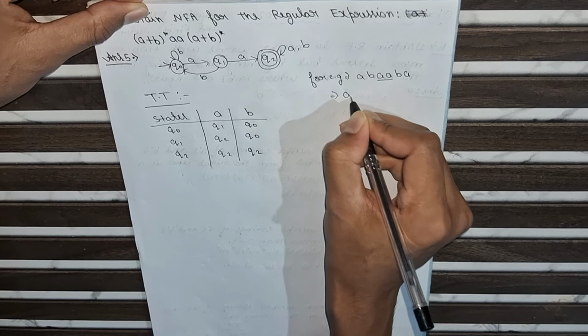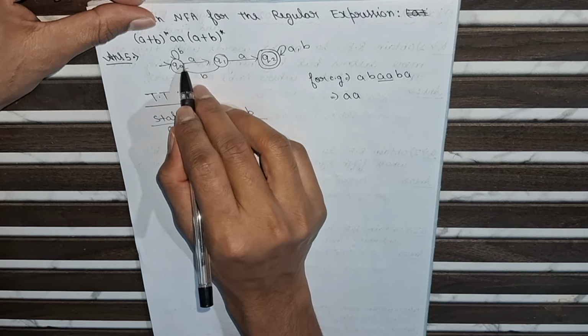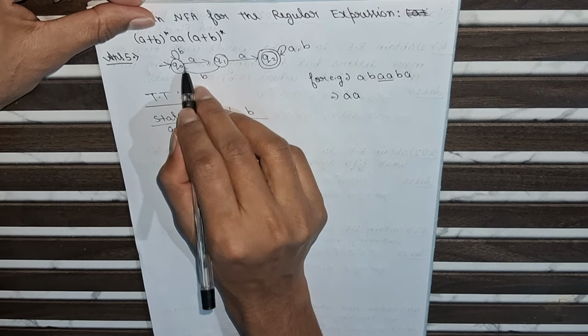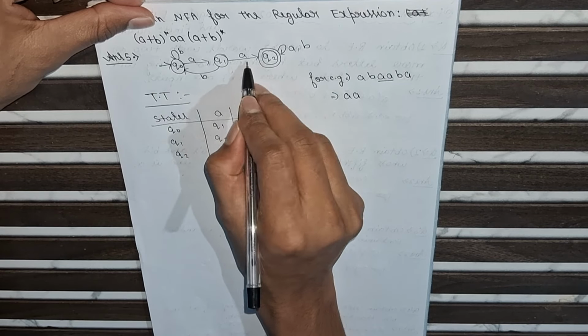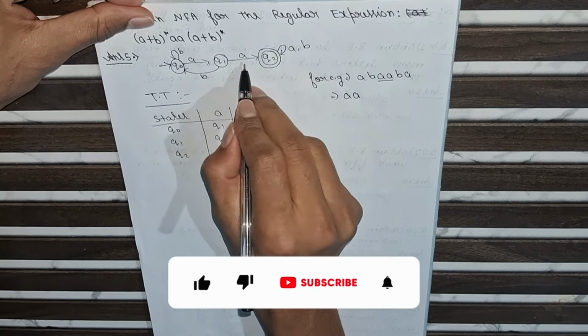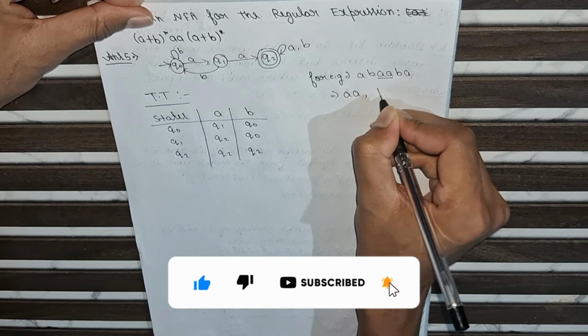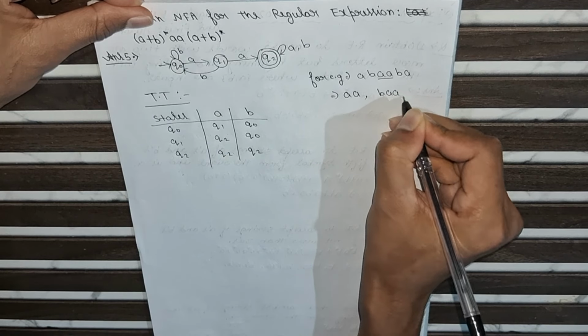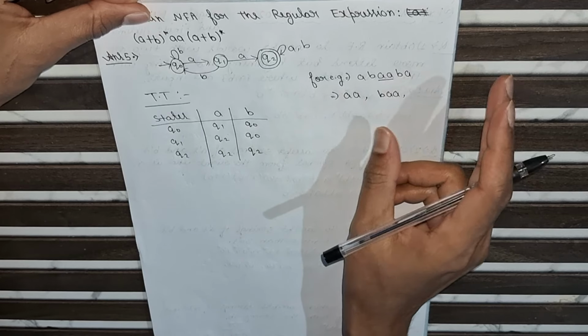Here AA is also possible, since at q0 A is here, q0 to q1, and from q1 to q2 A, so final state is q2, so AA is also accepted, and BAA is also accepted. The main logic is to have two A's in this string.